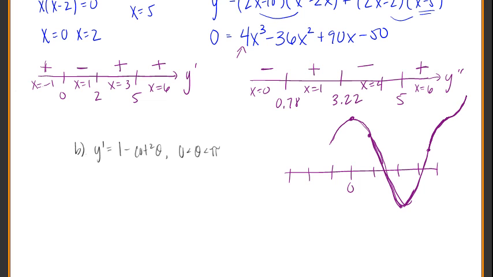And there's your graph. So I'm going from increasing up to 0, decreasing down to 2, and increasing the rest of the way. But specifically, I'm concave down all the way to 0.78, concave up all the way around to 3.22, down, and then up past 5. Okay, so there's another idea of what the graph's going to look like. Let's go to part B.